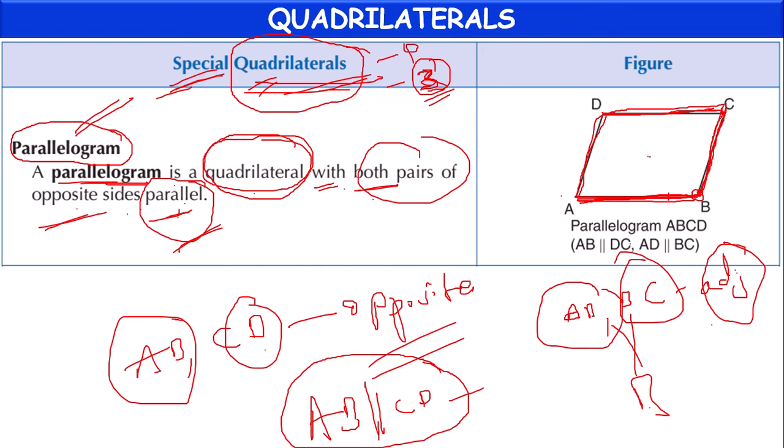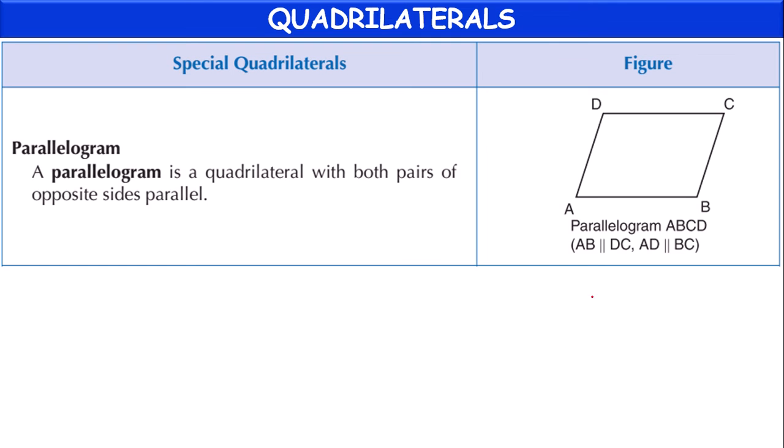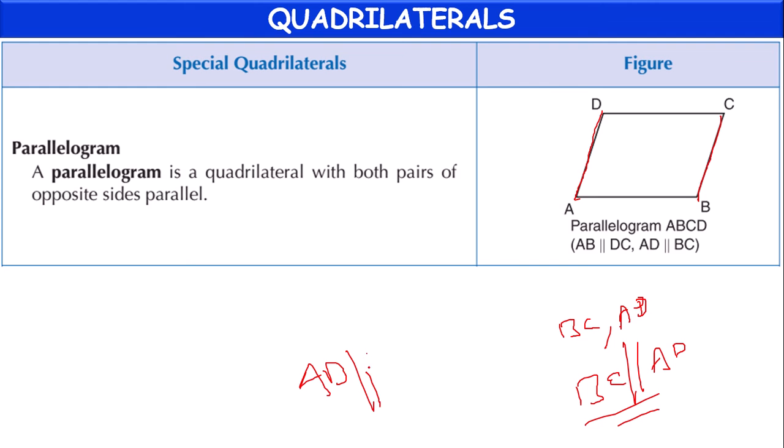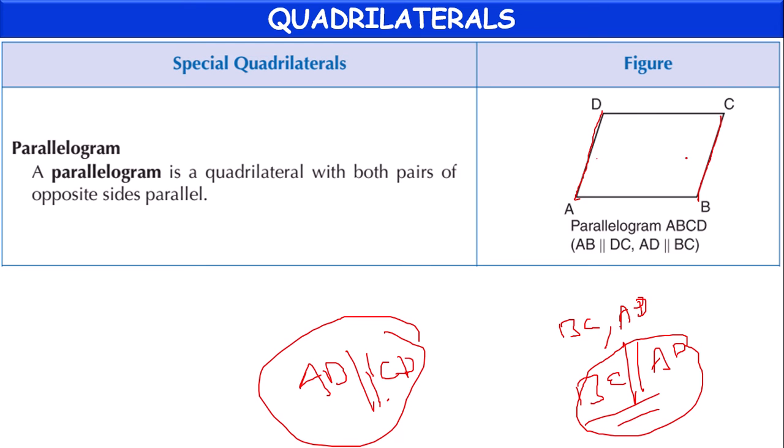In the same way, if you take BC and AD, in this also no common endpoint is there. So they are not adjacent, so they are opposite. If BC is parallel to AD and AB is parallel to CD, this first pair and this second pair, if both pairs of opposite sides are parallel, then this quadrilateral ABCD will be considered as a parallelogram.